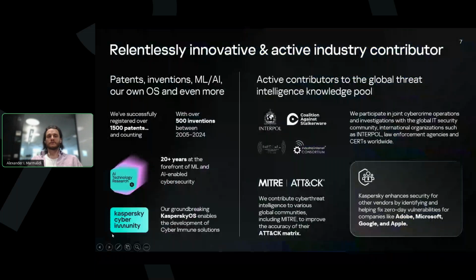Now, as a vendor, of course, besides artificial intelligence, we keep on innovating and contributing to the industry. Over the years, we have successfully registered over 1,500 patents, more than 500 inventions between 2005 and 2024. One of our groundbreaking solutions and approaches is, of course, Kaspersky operational system that enables the development of cyber immune solutions, such as, for example, thin client for companies that need secure by design approach in their environment. This is especially critical for industrial sector, and this is the area of our business that we call Kaspersky Cyber Immunity.